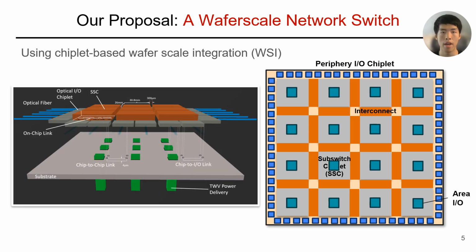As a specific example, here we have a 3x3 wafer scale switch. The SSCs are connected via chip-to-chip link on the substrate. The SSCs are connected to I/O chiplets via chip-to-I/O link also on the substrate. As the chip-to-chip link is passive, it is not long range. So SSC has pass-through on-chip links on them as well. Optical fiber directly enters the I/O chiplets. Power is delivered through the back, and the cold plate sits on the top of the SSCs.